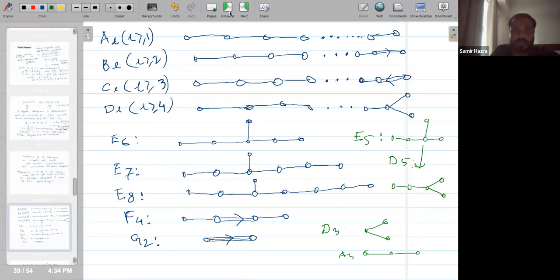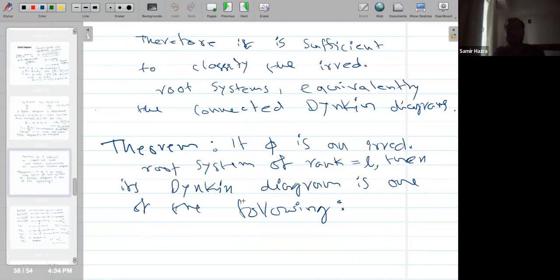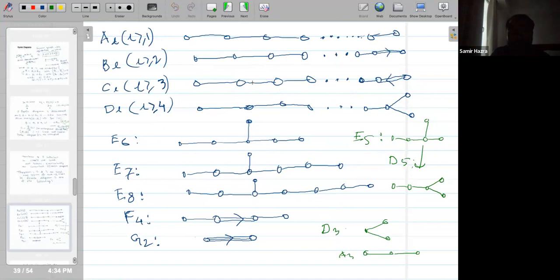And the theorem says, it's a big theorem, and its proof is done in multiple steps, and therefore it is out of scope. It says, start with any irreducible root system phi, and if you take the Dynkin diagram, it must be one of these. But this doesn't guarantee that for any of these diagrams there exists a root system for which this is the Dynkin diagram. So this does not talk about existence.